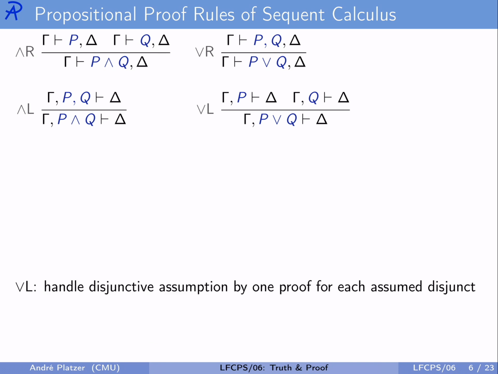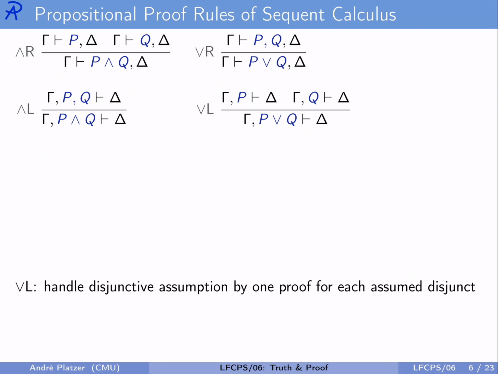Because whether the assumption P or Q was satisfied because it was the P side that was true, or whether it was satisfied because it was the Q side that was true, in both of those circumstances do we have a proof. In other words, the or left proof rule handles disjunctive assumptions by doing one proof for each of the assumed disjuncts. We can't know which one it is, but we'd have P or Q among our assumptions, so we know that one of them has got to be true, and we covered both the cases.